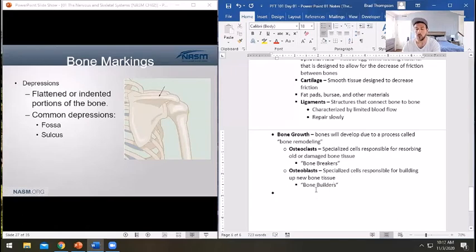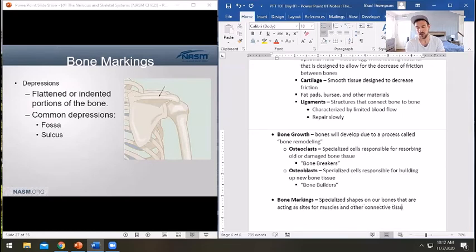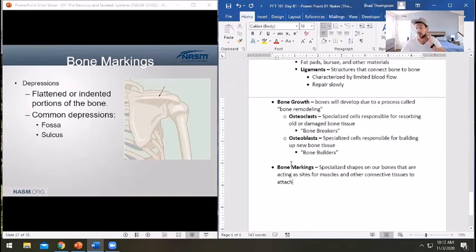When you look at your bone markings, you're going to have two major categories here. Bone markings are specialized shapes on our bones that act as sites for muscles and other connective tissues to attach, right? So your bone markings are going to give your muscles a place to rest so they can get a really good grip and then pull that bone around and make it move, right?